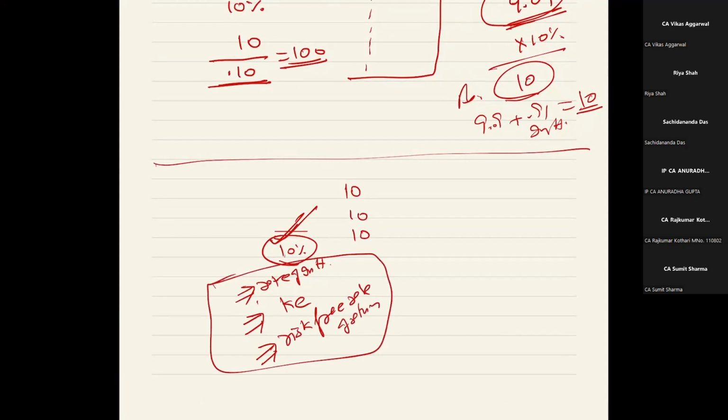So if we are getting 10% interest and we will get 10 rupees every year, what should I invest today?